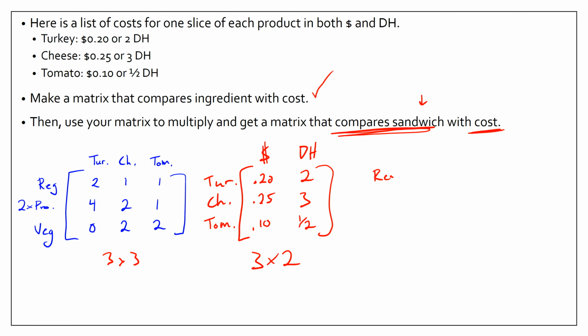I had the regular sandwich, I had the double protein sandwich, and I had the vegetarian sandwich. Cost, I am working in dollars or dirhams. Now, this is going to be another 3 by 2 matrix because it's sandwiches, which were 3 varieties, versus cost, which could either be dollars or dirhams. Think about what the entries mean and think about what I did last slide.